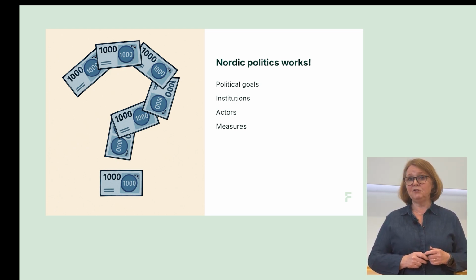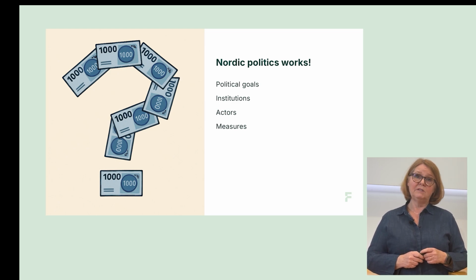We have measures such as welfare benefits and the tax system that help even out differences created in the labour market. And as a result, the Nordic countries have lower income inequality and lower poverty rates compared to most other countries, and Sweden is maybe turning into an exception here. But still, there is work to do.